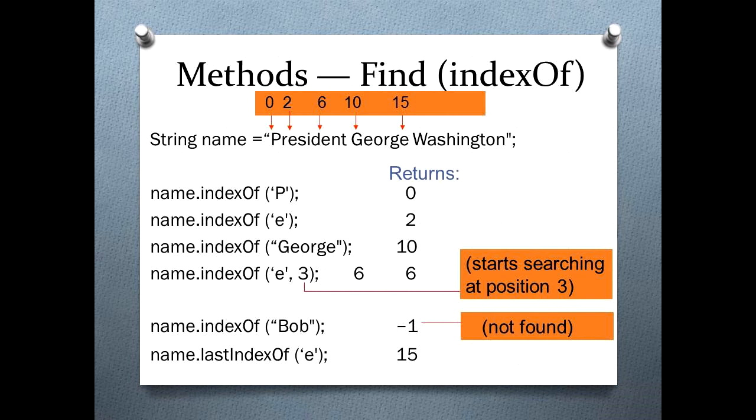Next one, name dot index of Bob. Here the string name is President George Washington, but we have given a string as Bob. That will not find the relevant answer, and it says it is not present in the string, that is -1. -1 is nothing but false. Last index of President George Washington. So the last index of E. In this string the last time E is encountered is in 15th position. So answer will be placed as 15.